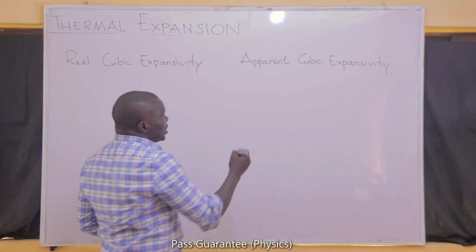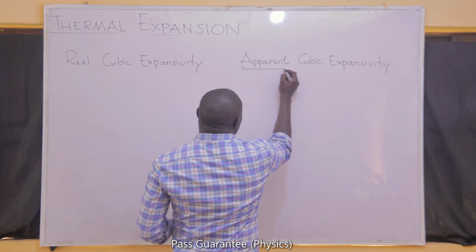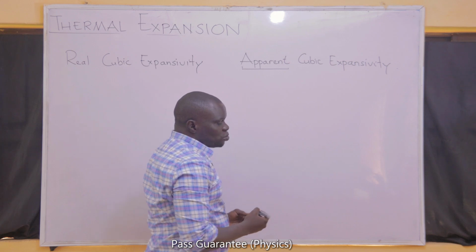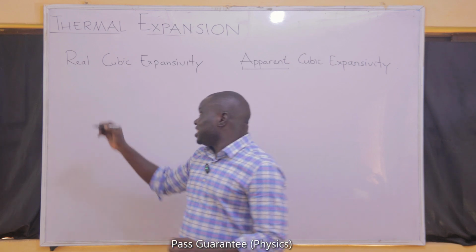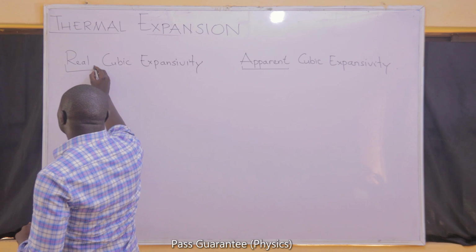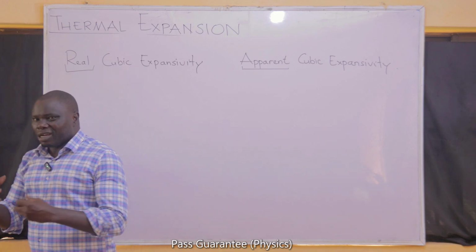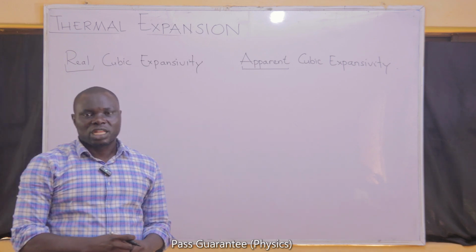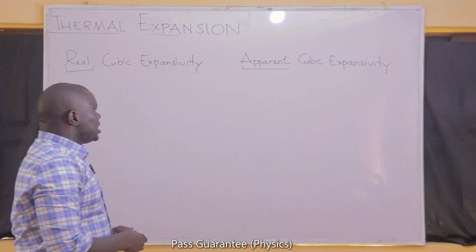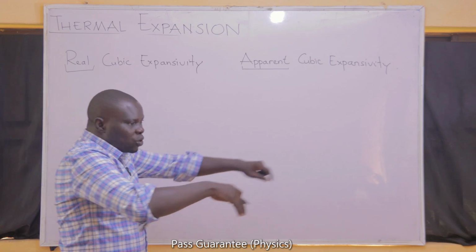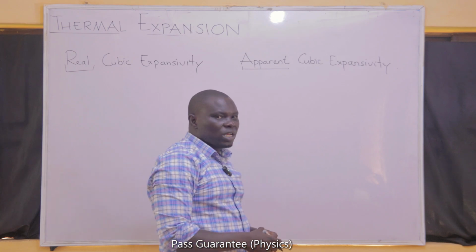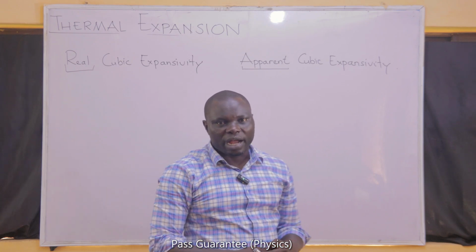Apparent, don't forget, comes from the word appear. What it appears to be might not be what it is exactly. Real is talking about the real expansion of that liquid, while apparent is the value by which the liquid appears to have expanded.